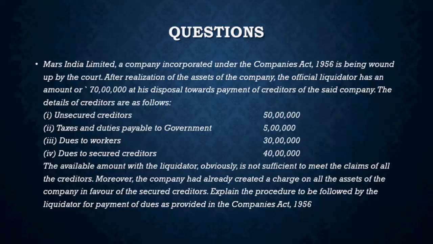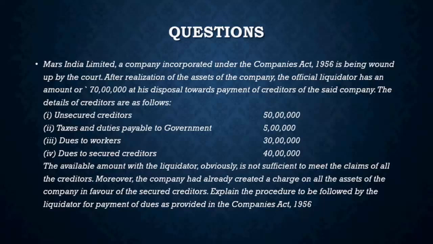Then the question moves ahead. The available amount with the liquidator obviously is not sufficient to meet the claims of all the creditors. Yes, why? Because over here, if you see, then you have a totality of 1 crore 25 lakh to be paid. And how much money do you have? Only 70 lakhs. That means 55 lakh worth of people will not be paid anything.